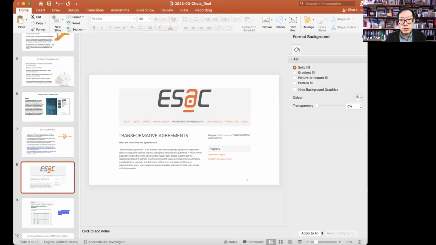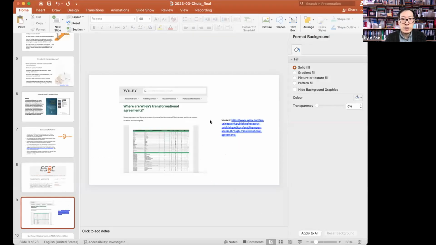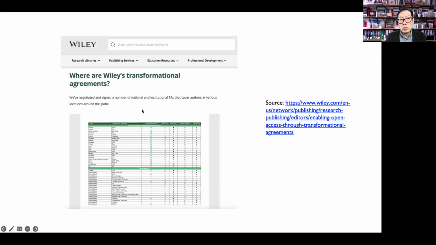So that's how it usually works. And here, let me just go back. And this is another example. Each publisher will also have their own web page that shows what sort of agreements they actually retain.